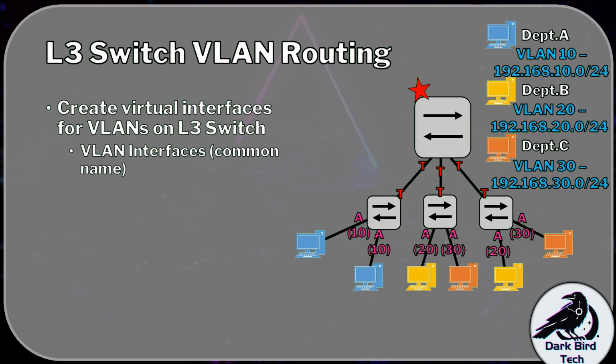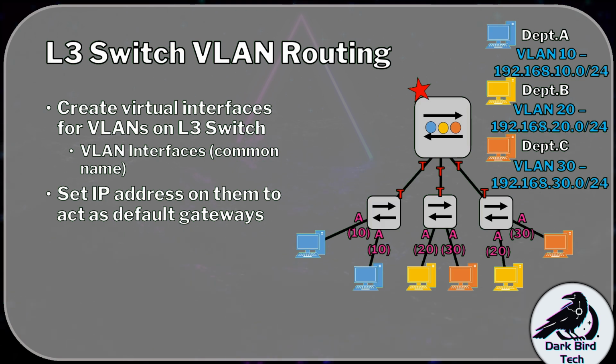So we're going to go create virtual interfaces on this layer 3 switch for the VLANs. We often refer to them as a VLAN interface, at least that's the common name. And what we're going to do is indicate those little interfaces with the same types of 3 dots we did on the router there. And now I can go and set IP addresses on those VLAN interfaces as though they are default gateways.